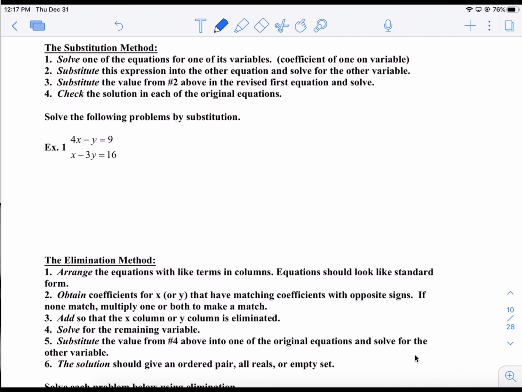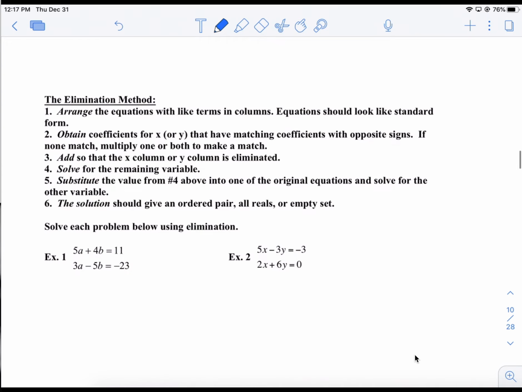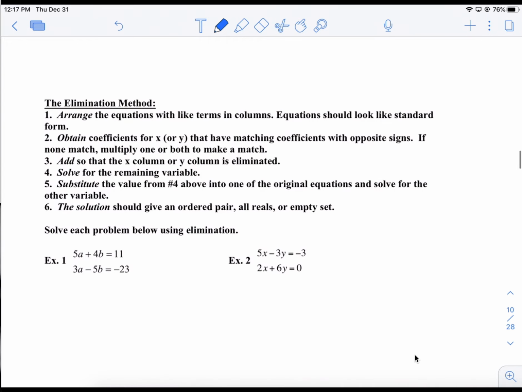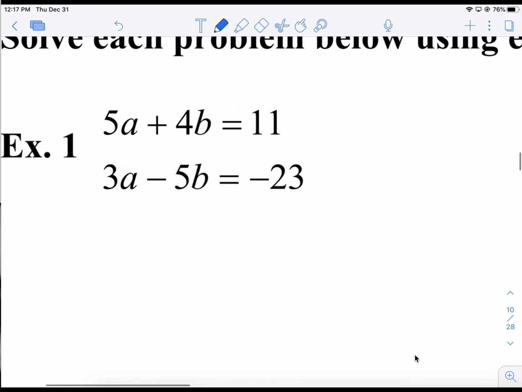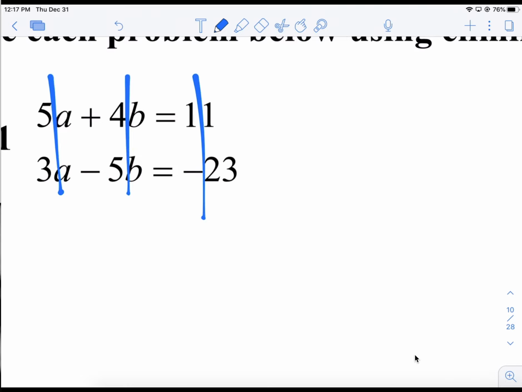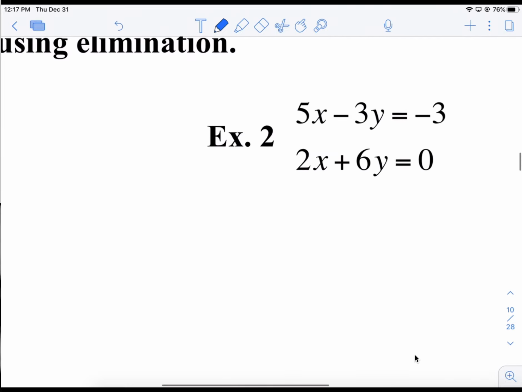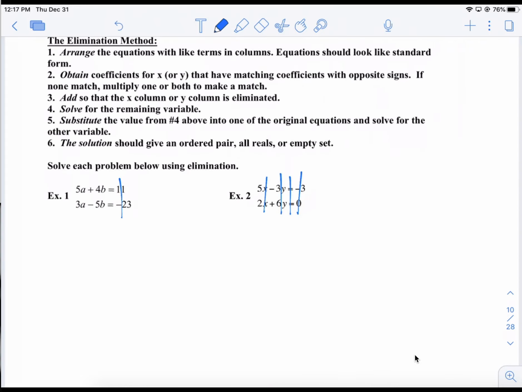We're going to use substitution whenever it is very clear that I can get the x by itself or the y by itself in one or more of the equations. We're going to use elimination whenever the variables have coefficients with them and it's not convenient to get one by itself, but you also would have to have them stacked up. So see how the a's line up, b's line up, equal constants line up? Same thing here. The x's line up, y's line up, equals, and constants. That's how we're going to know to use elimination.